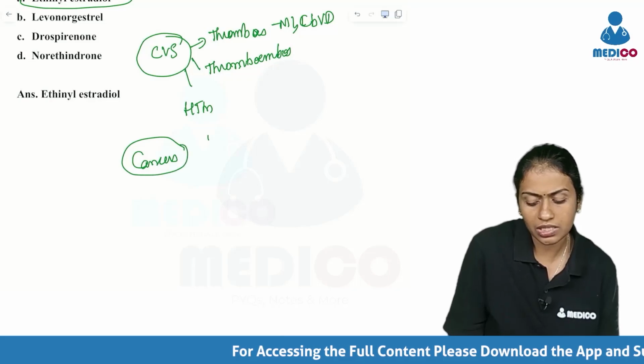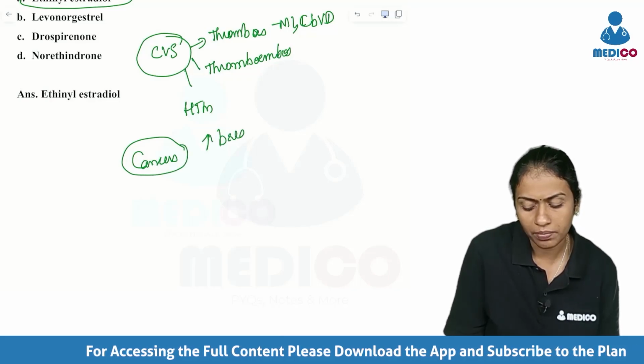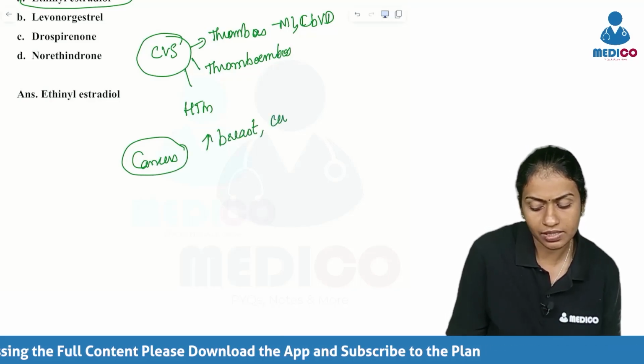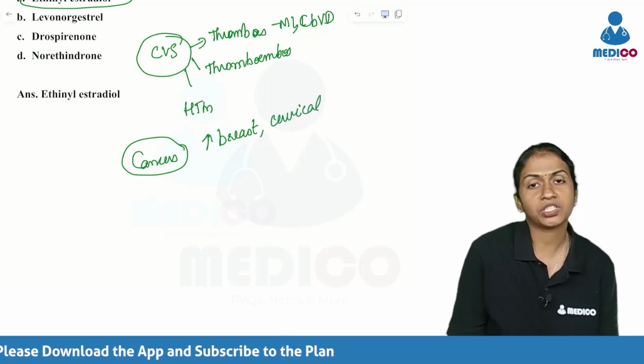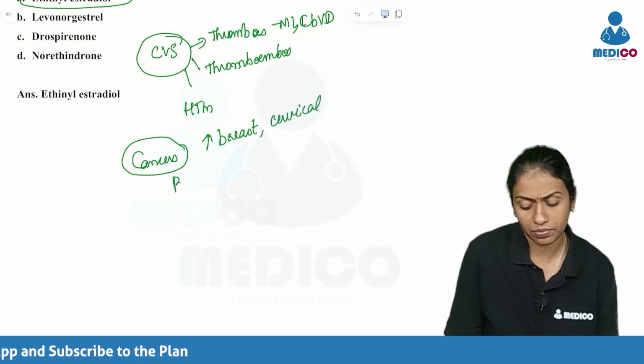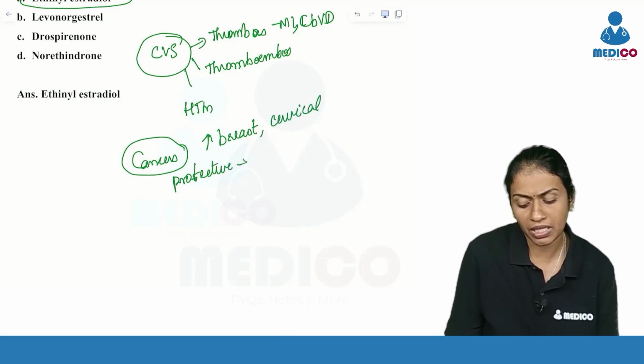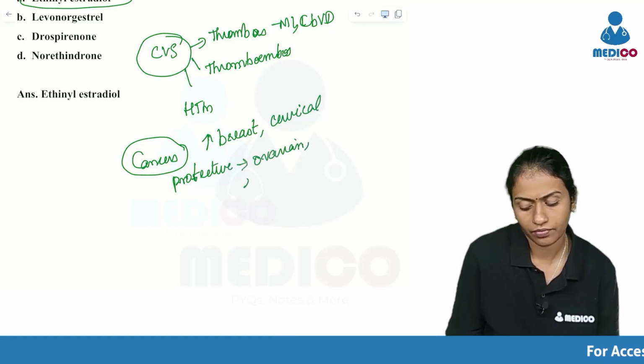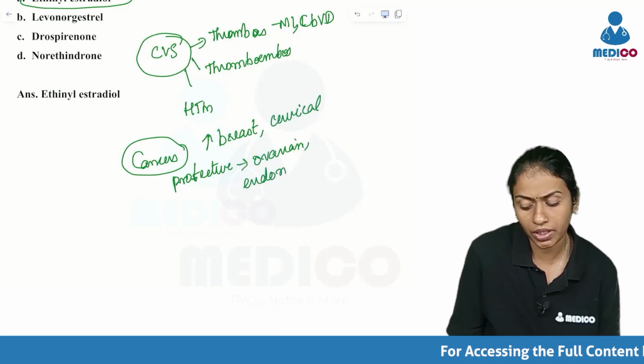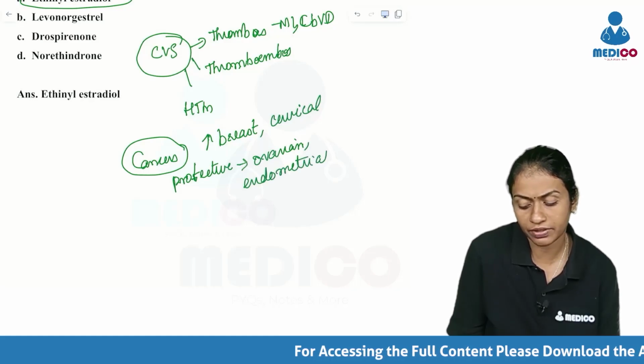Okay, there is increased risk of breast as well as cervical cancer. It is protective against ovarian and endometrial cancer. It is mainly because of the progesterone component that has this protective effect.